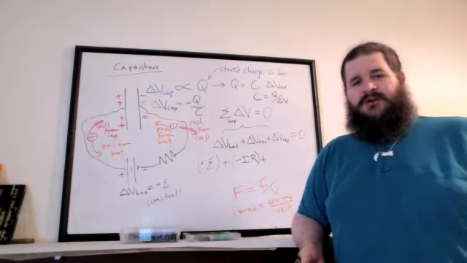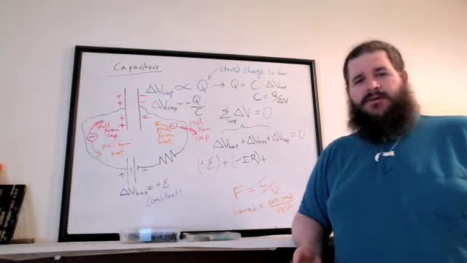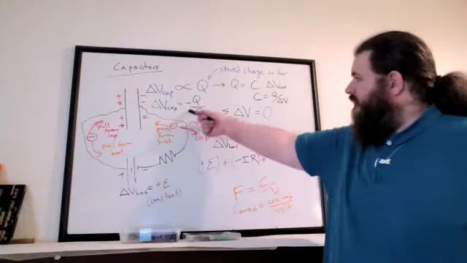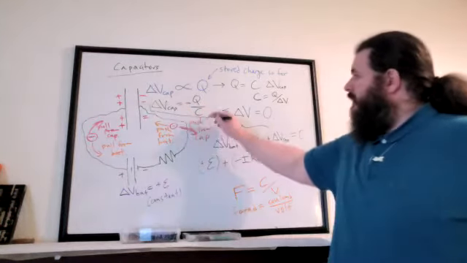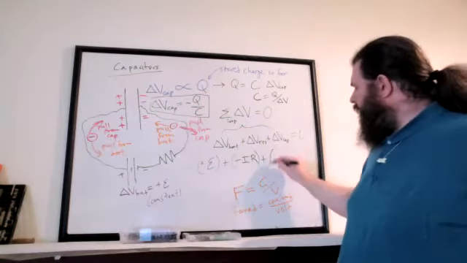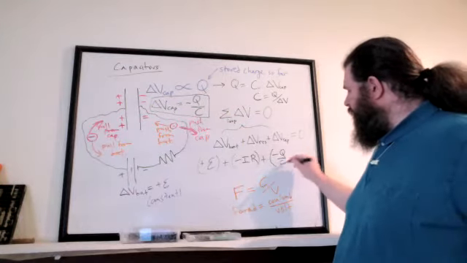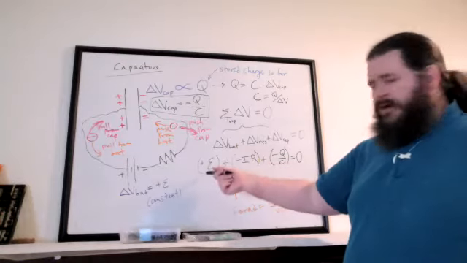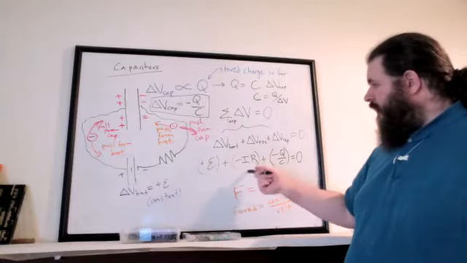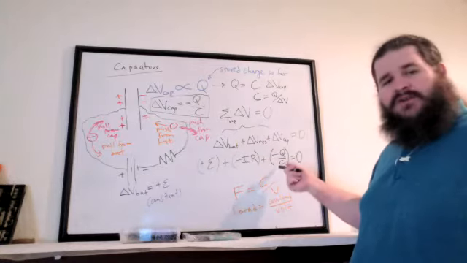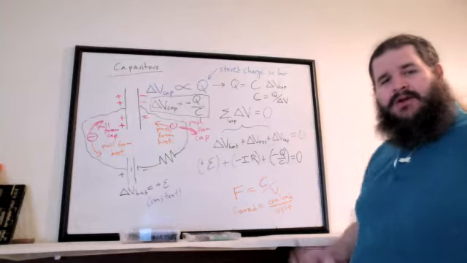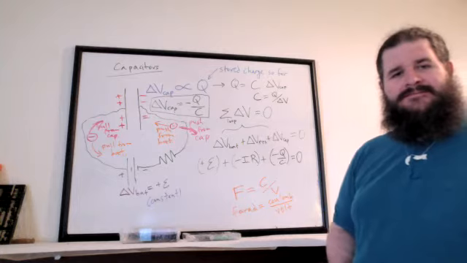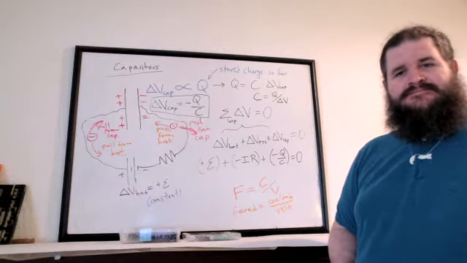The push from the capacitor is a push against getting more charge. It's a push trying to prevent getting more charge. So we can use this as our delta V for the capacitor in the loop rule equation. Negative Q over C. So there's our loop rule equation. Epsilon, the voltage of the battery, plus negative IR, the voltage of the resistor, plus negative Q over C, the voltage of the capacitor, adds up to 0 because it's a complete loop. Any questions on that so far? No.